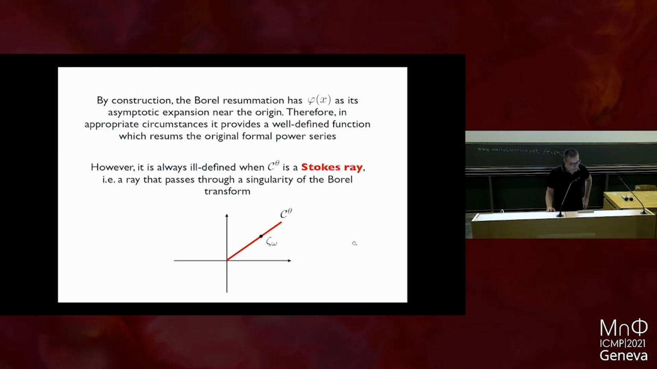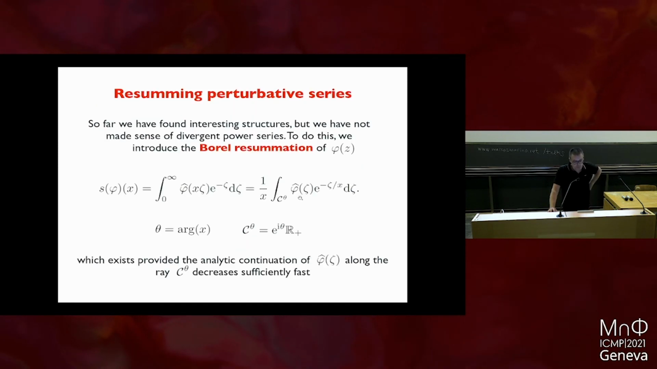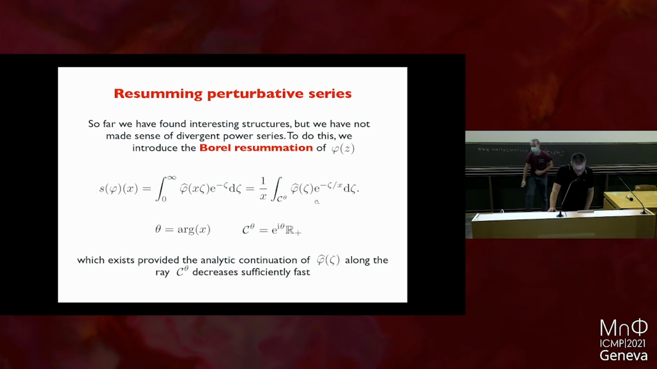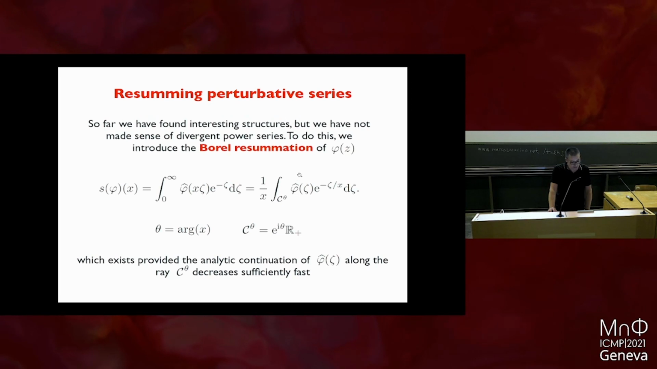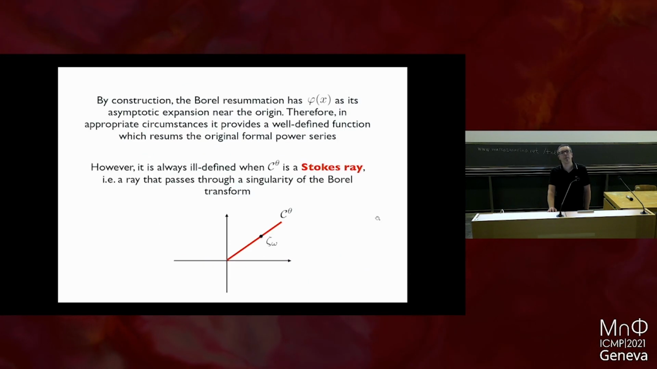But if you think about this formal Borel resummation, you have to be very careful, because it might happen that, even if this function decays sufficiently fast, remember that this function, this Borel transform, has singularities. This was actually the main point at the very beginning of my talk. So when this function has singularities, you have to be very careful. And this means that when the angle theta is such that this ray goes through a singularity of this Borel transform, this Borel resummation doesn't make sense anymore.